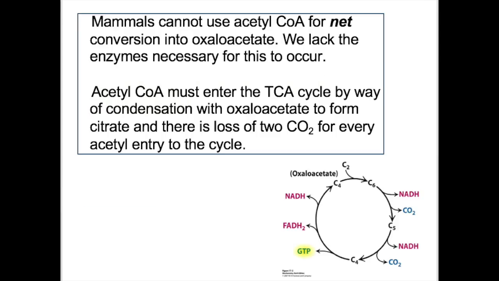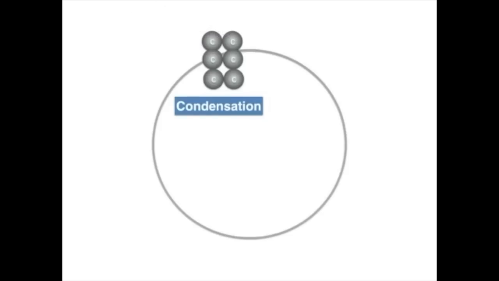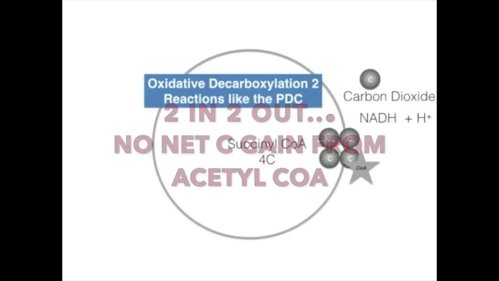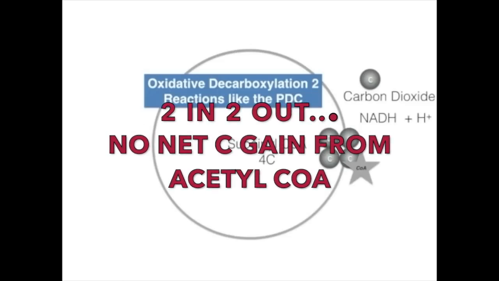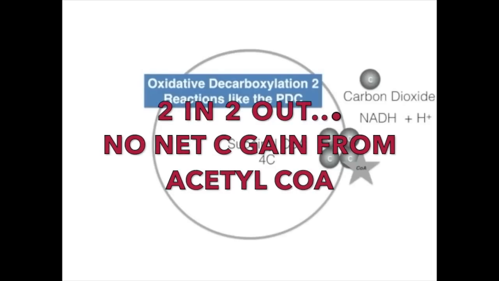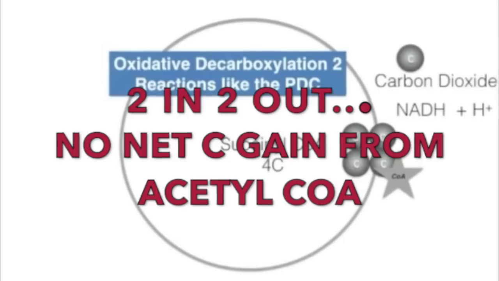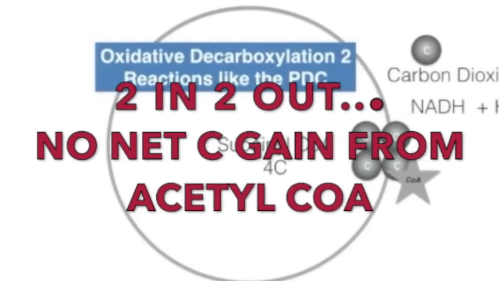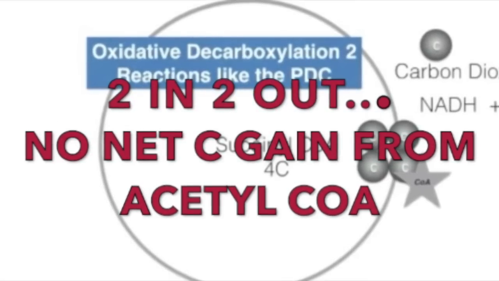Acetyl-CoA must enter the TCA cycle by way of condensation with oxaloacetate to form citrate, and there is a loss of 2 carbon dioxides for every acetyl entry into the cycle. We cannot use acetyl-CoA for this. For every acetyl-CoA that comes in, we lose 2 molecules of carbon dioxide, and so there is no net carbon gain from entry of acetyl-CoA. And so for this reason, we cannot use acetyl-CoA to make glucose. Other organisms can use acetyl-CoA as a substrate for gluconeogenesis. However, mammals cannot. We'll talk about this pathway later on when we talk about the breakdown of fatty acids, later on in the semester.